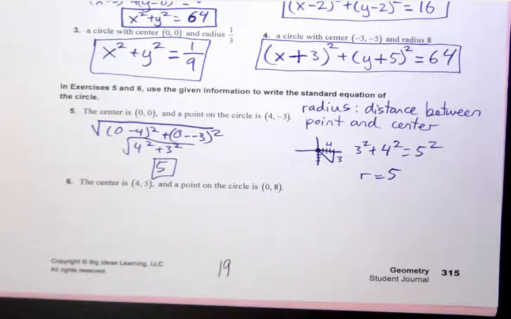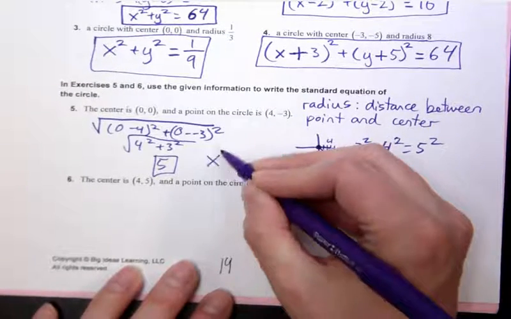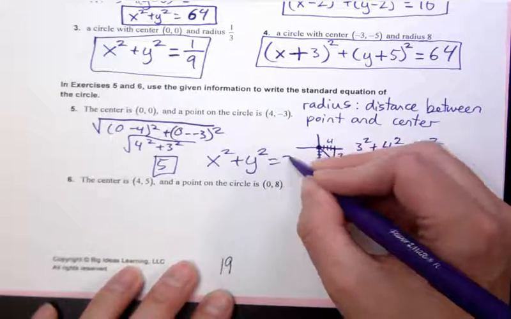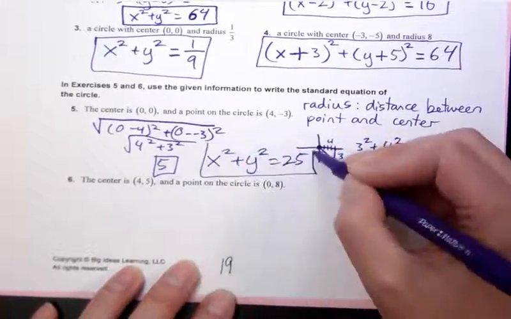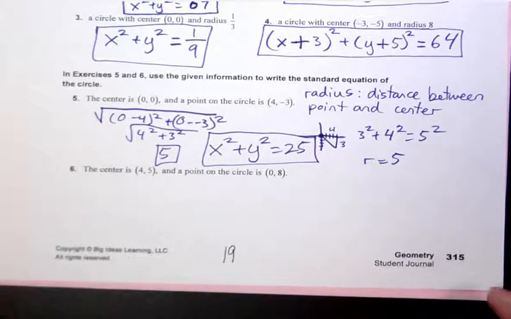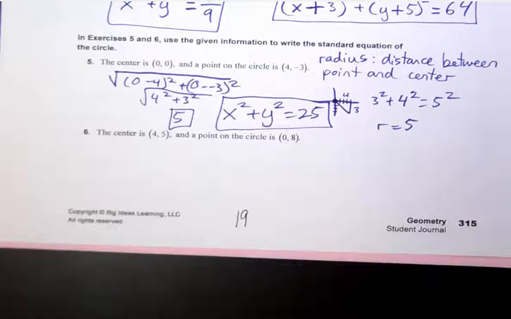And so then if my center is at 0, 0 and my radius is 5, what's my equation? Yeah. X squared plus y squared equals 25. See how easy this is? This is why we left this for the end of the unit, because it doesn't need lots of practice before tests, because it's just easy.